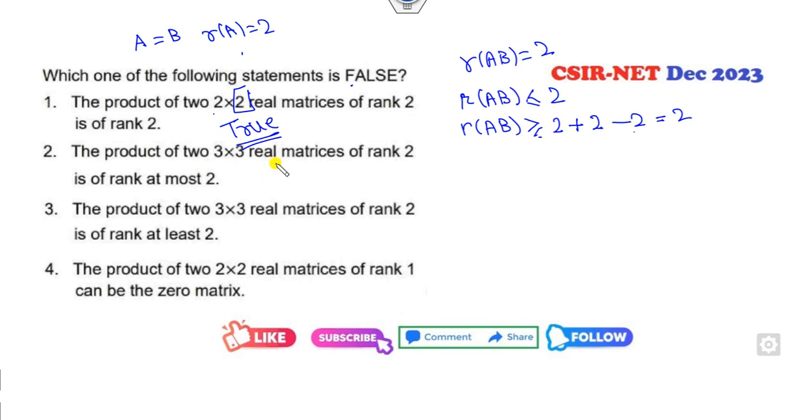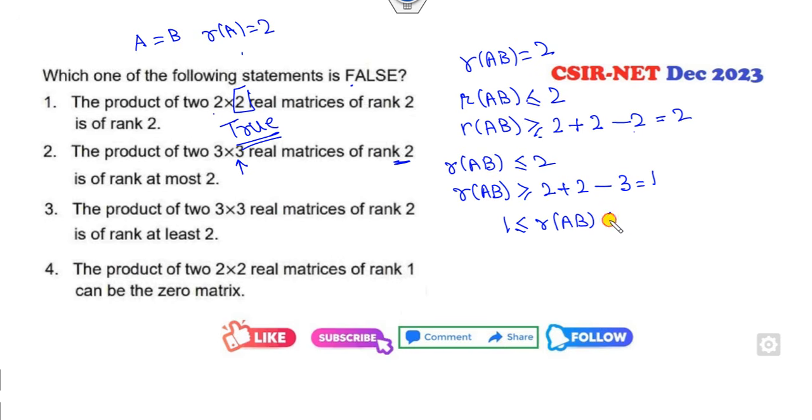Product of two 3 cross 3 matrices, again rank of AB is less than rank of A, rank of B. What is the rank of AB? Rank of A plus rank of B minus number of column vectors, which is 1. That means rank of AB is less than or equal to 2. So the rank of a 3 cross 3 product is at most 2. Yes, you can see this is at most 2. This is the correct statement.